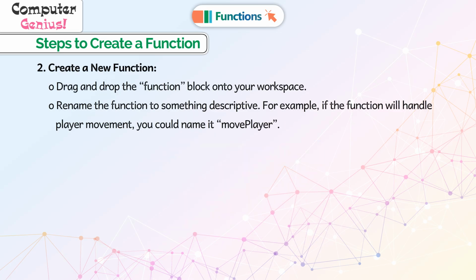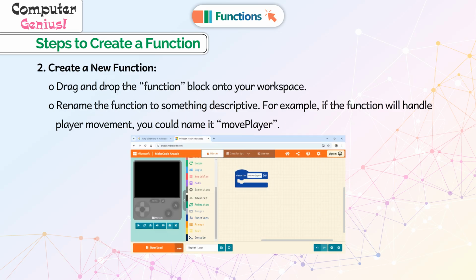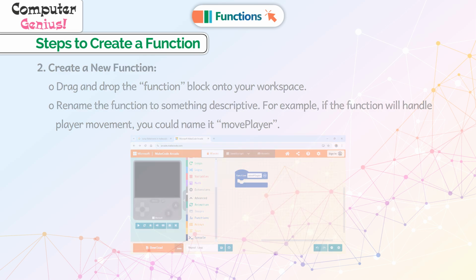2. Create a new function. Drag and drop the function block onto your workspace. Rename the function to something descriptive. For example, if the function will handle player movement, you could name it Move Player.